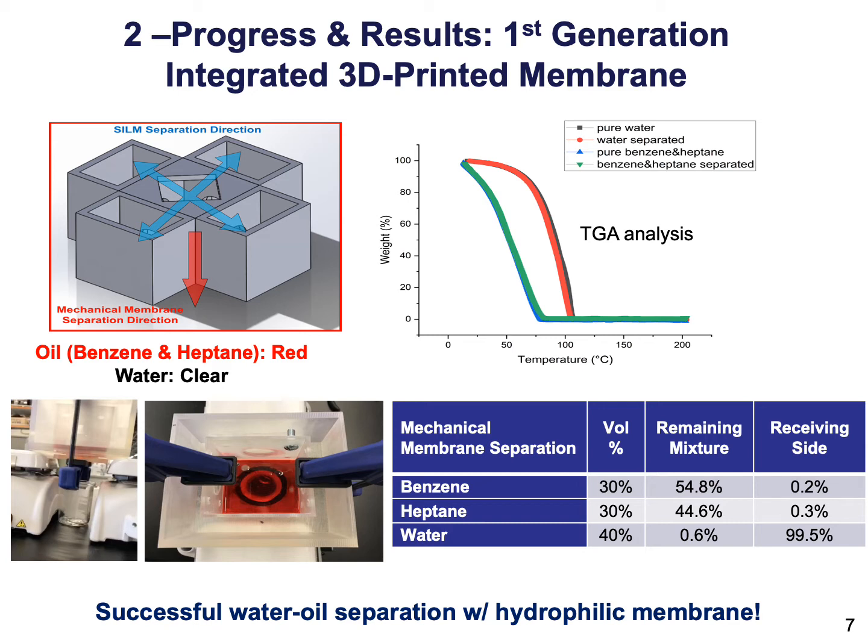The 3D printed PMMA membrane is fed to the bottom of the center box to only allow water to pass through the membrane. In order to test the mechanical membrane with our first generation box, oils are dyed red to differentiate from water. The results show that we have successfully demonstrated water separation through the 3D printed PMMA membrane. Both NMR and TGA results showed that the remaining mixture inside the center box contained less than 1% of water, and the water receiving side contained 99.5% of water.